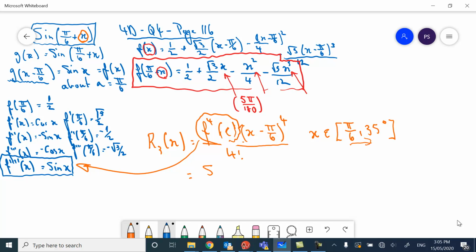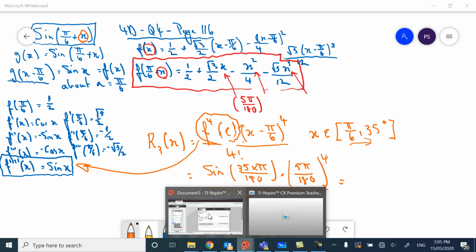So really it's sine of 35 degrees, which in this case will be 35 times pi divided by 180. And then I've got to times that by, now I need to make this as big as I possibly can, so of course I'm going to choose 35. So 35 degrees minus 30 degrees in radians will be 5 pi on 180. And that's got to be raised to the power of 4. And then I've got to divide that by 4 factorial and come up with what the answer is. So I'll just go to my calculator and show you how I do that.